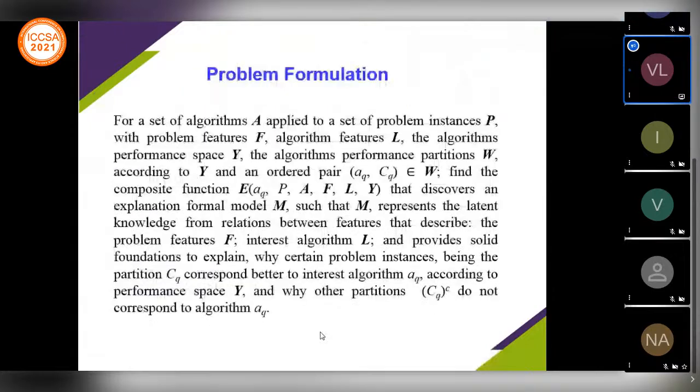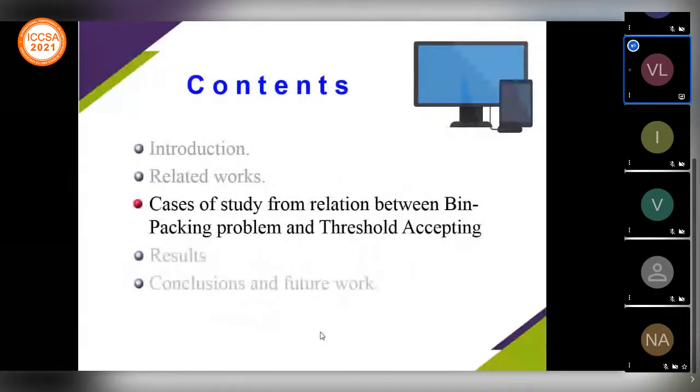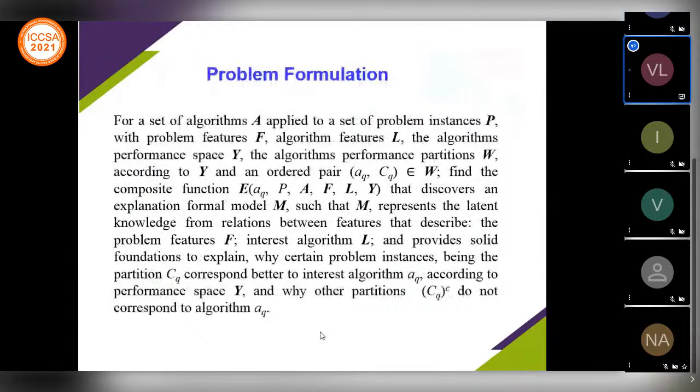Problem formulation. For a set of algorithms, we apply case studies from relation, and we use the bin packing problem and the threshold accepting algorithm. Okay, and we formulate the next problem.